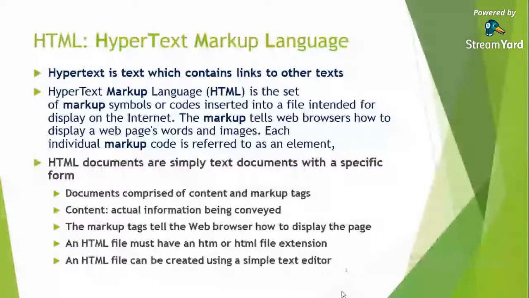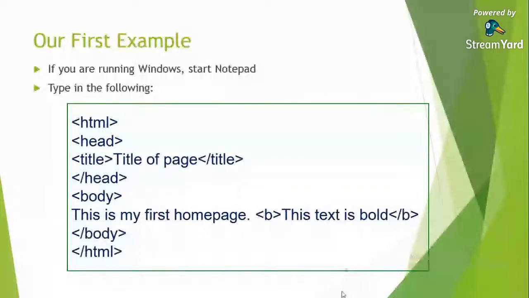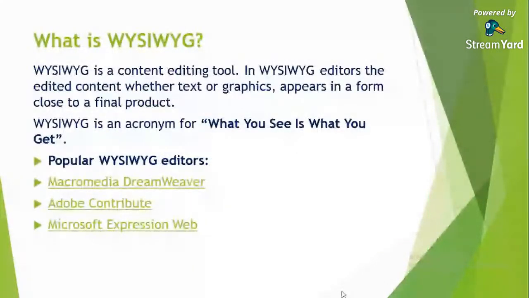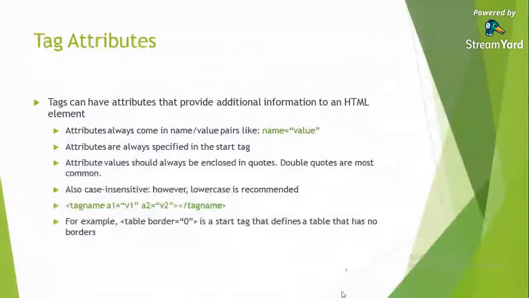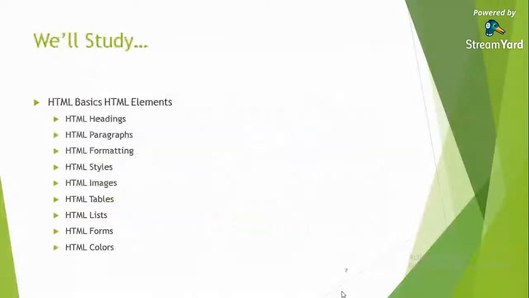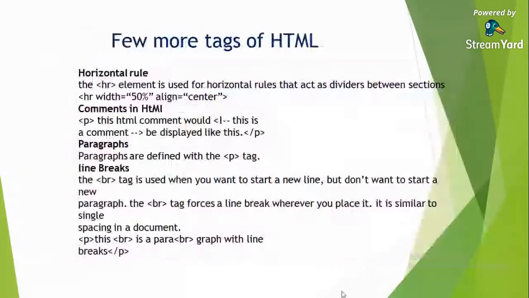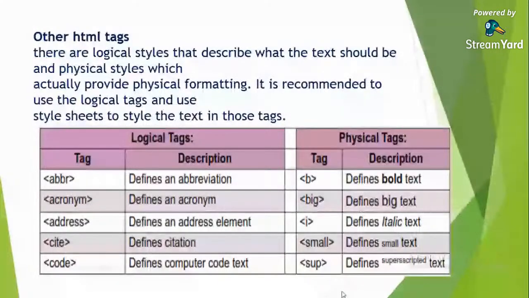So the basic tags of HTML are head, title, and body, and we have also learned about the basic HTML document structure, HTML tags, tag and attribute, and what an attribute is called. Now today we'll discuss a few more tags, day by day. Today's discussion will be about logical tags as well as physical tags. What are logical tags and physical tags, that we'll discuss now.